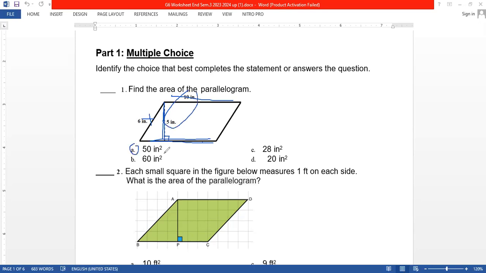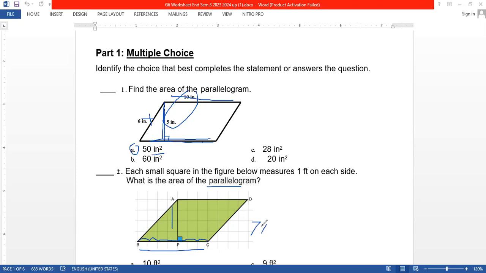So 50 inches squared. Now, each small square in the figure below measures 1 foot on each side. What is the area of the parallelogram? Again, the area of a parallelogram is base multiplied by height. So this is the base and this is the height. Now we need to count how many squares we have down. 1, 2, 3, 4, 5, 6, 7. So the base is 7.